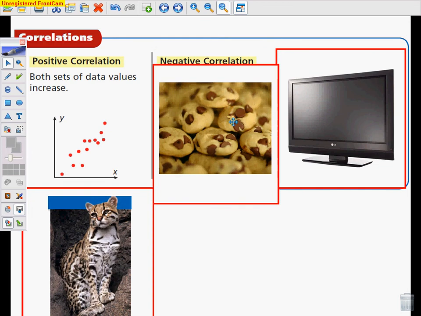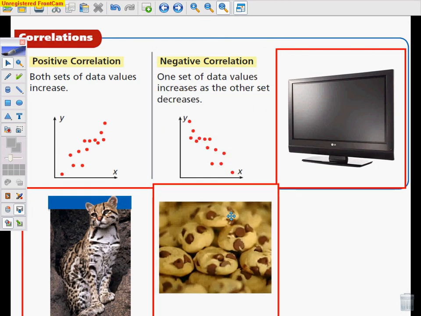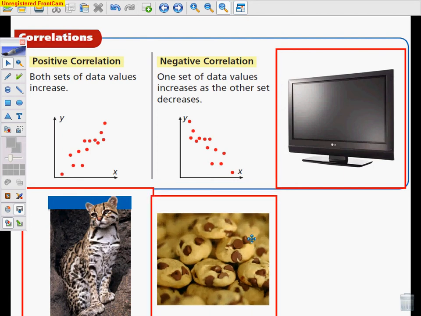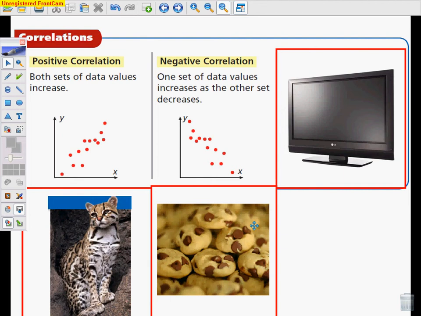All right. Next, we have negative correlation. As one set of data values increases, the other set decreases. So, for example, that's why I put the cookies up here. The cookie example that we just had in the last slide was something that was negatively correlated because as the time increased, the number of cookies in the jar decreased. So as one increases, the other one decreases. Another example from the opener, when we were talking about how the temperature increases and the number of hot cocoas would decrease, because as the temperature increases, the number of people that buy hot cocoa would drop.